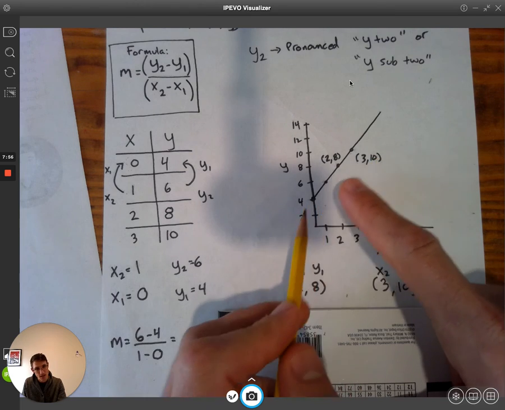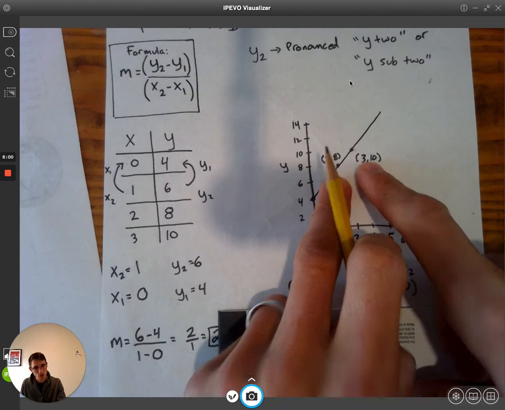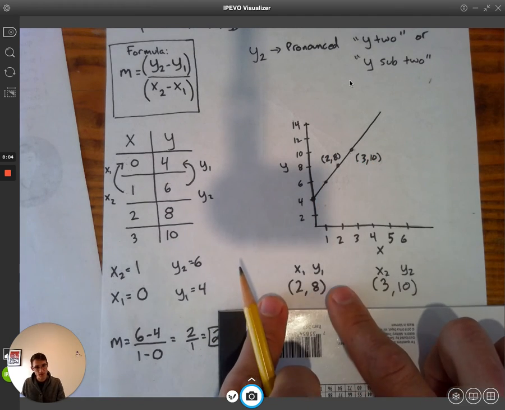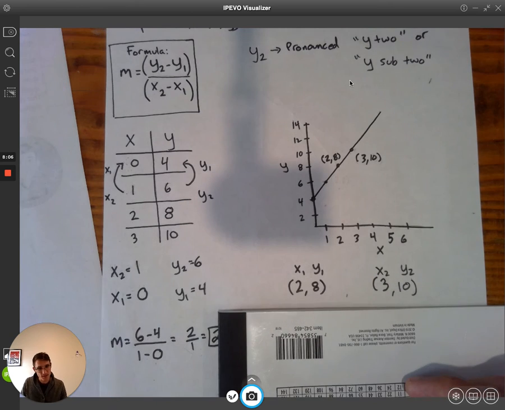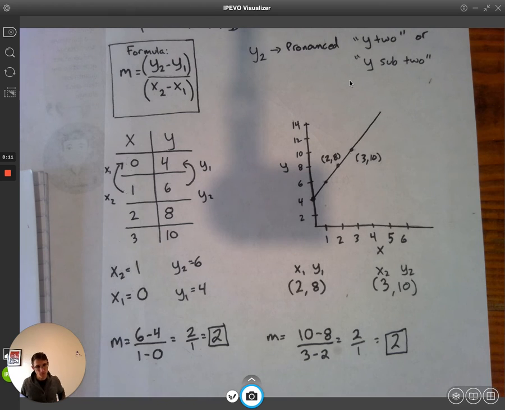Now again, can I use any 2 points I want? Absolutely. So decide which 2 points you want to use, write those coordinate pairs down, and decide which one goes in the first position and which one goes in the second. And the rest is just simple math, right? Simple math. y2, 10 minus y1, 8 equals 2. x2, 3 minus x1, 2. 3 minus 2 is 1. 2 over 1 simplifies to positive 2.